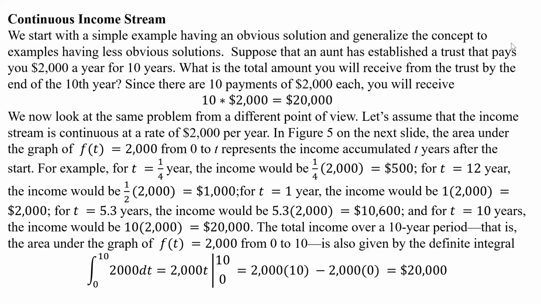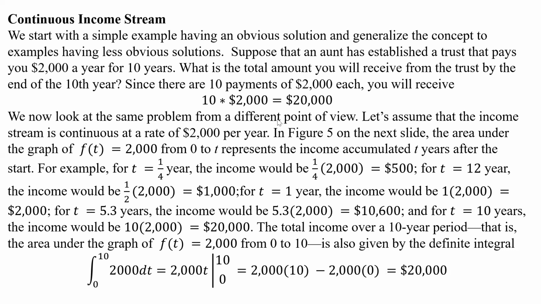All right, so here we're with continuous income stream. We're going to start with a simple example having an obvious solution and generalize the concept to examples having less obvious solutions. Suppose that an aunt has established a trust that pays you $2,000 a year for 10 years. What's the total amount you receive from the trust by the end of the 10th year? Basically we have 10 payments of $2,000 each, so you're going to get 10 times 2,000, or $20,000.